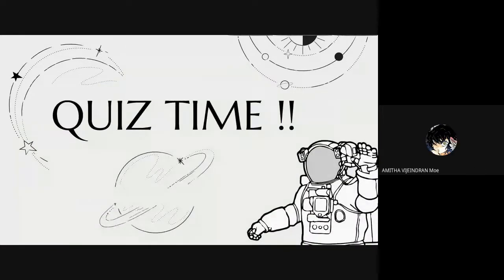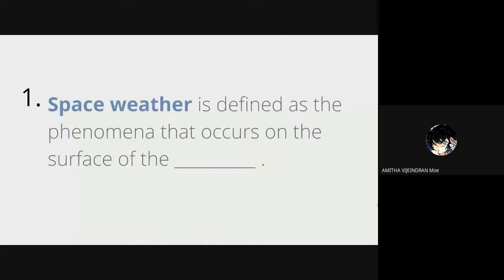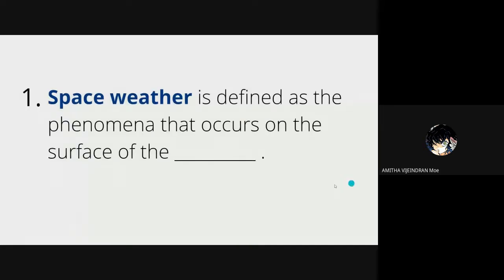Now we will be discussing the quizzes. The first question today is: space weather is defined as the phenomena that occurs on the surface of the blank. What do you think is the answer? And the answer is correct. It is sun.